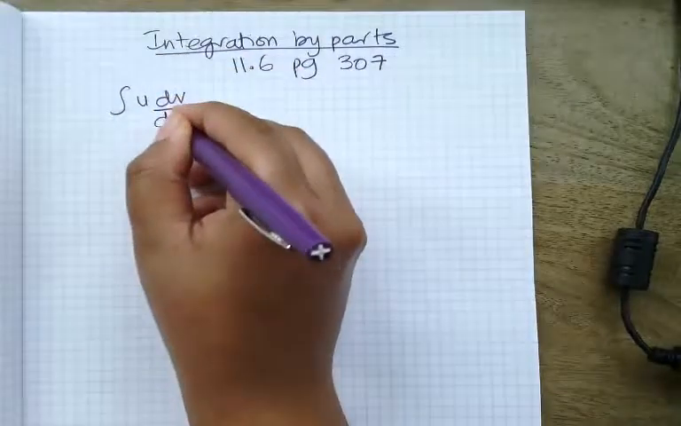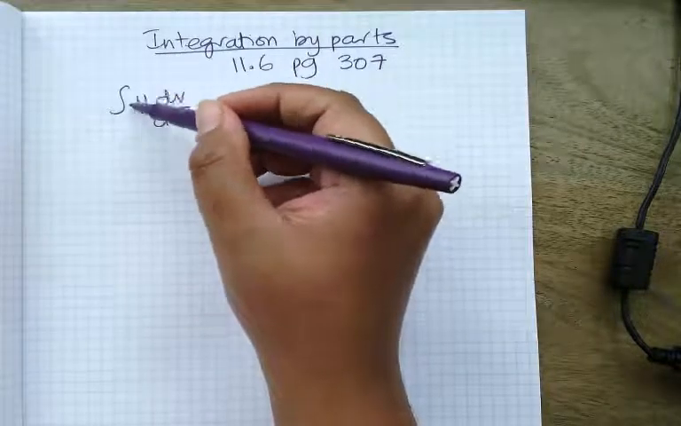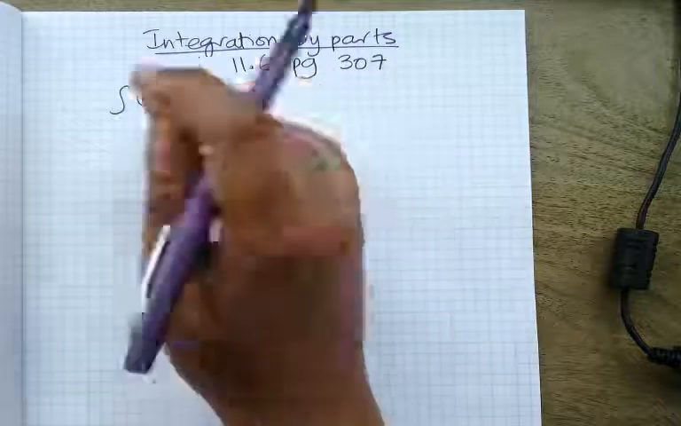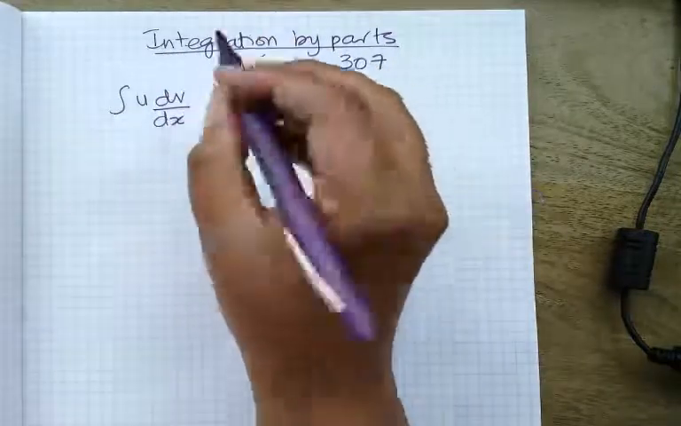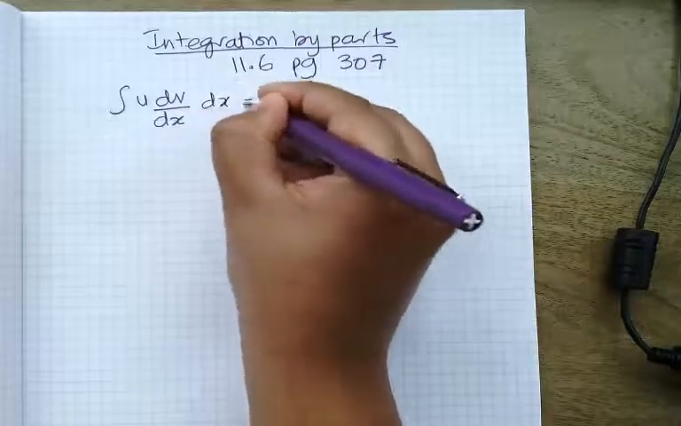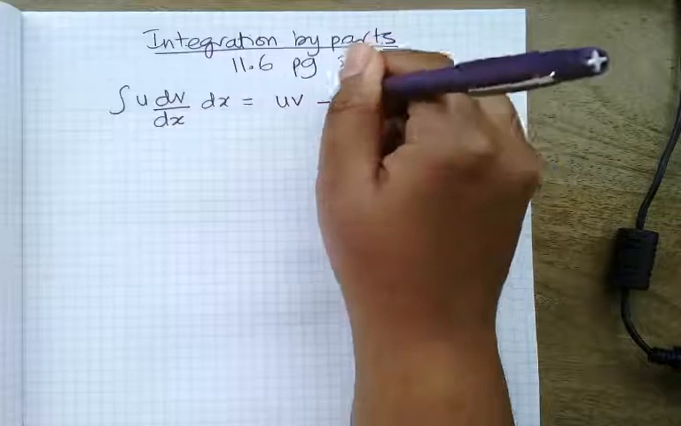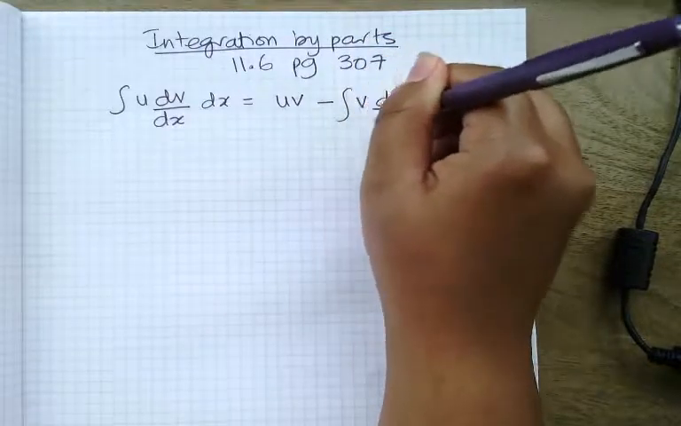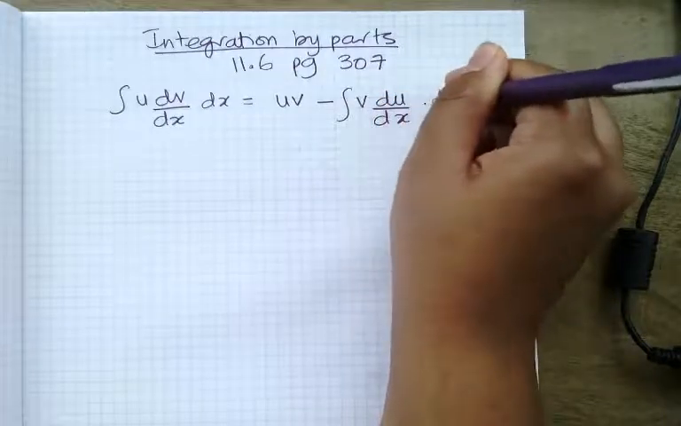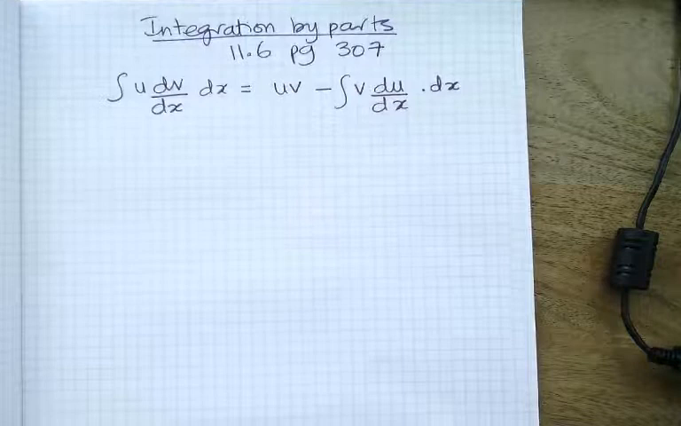So if your function is written like this, where you've got one bit of the function that you identify as u, and then another bit of the function that you identify as dv by dx, and you want to integrate that with respect to x, you are going to get this.